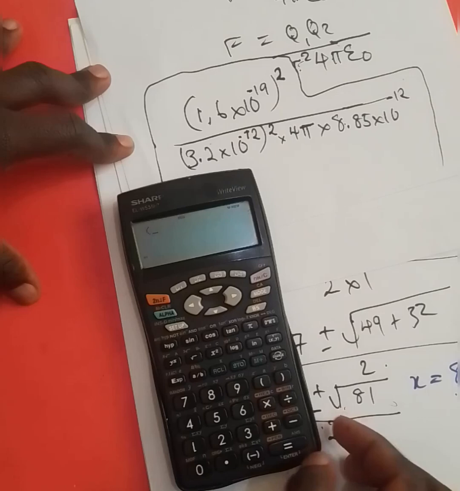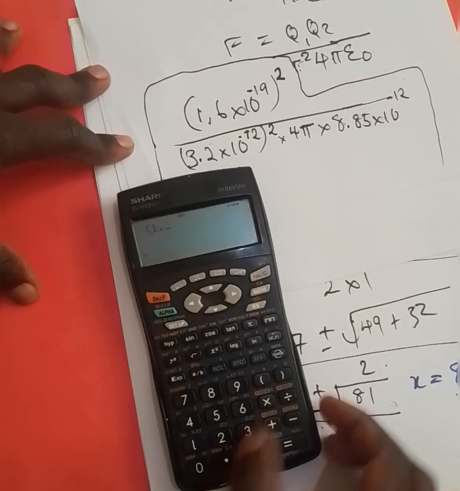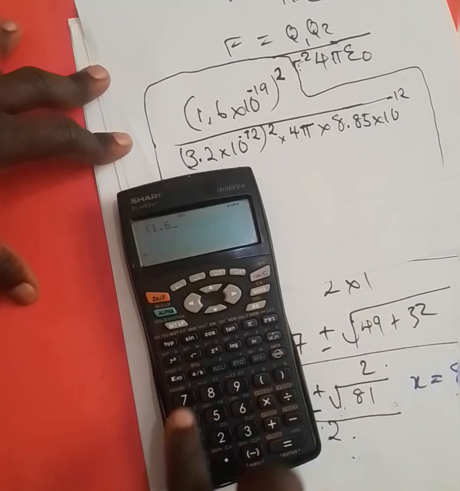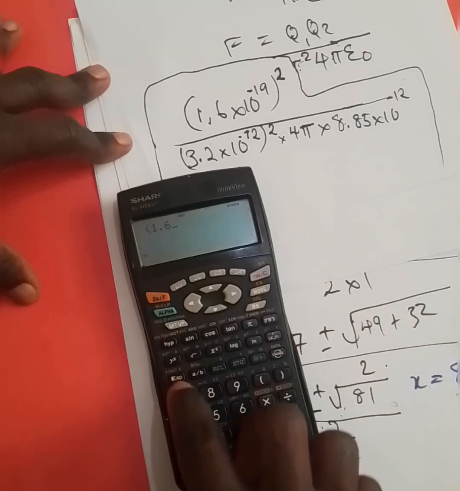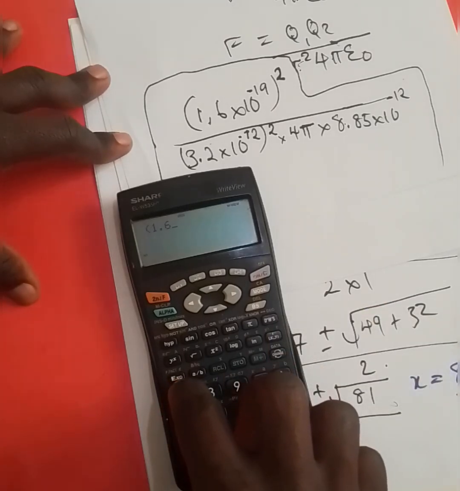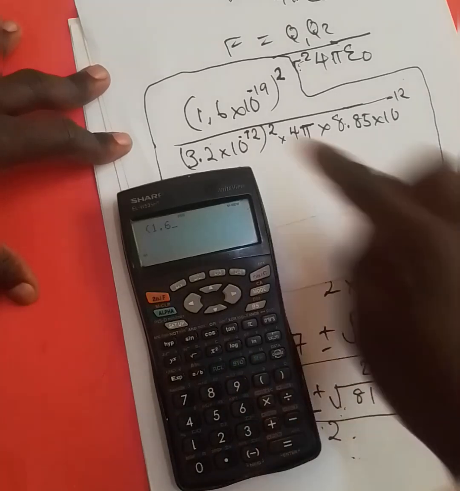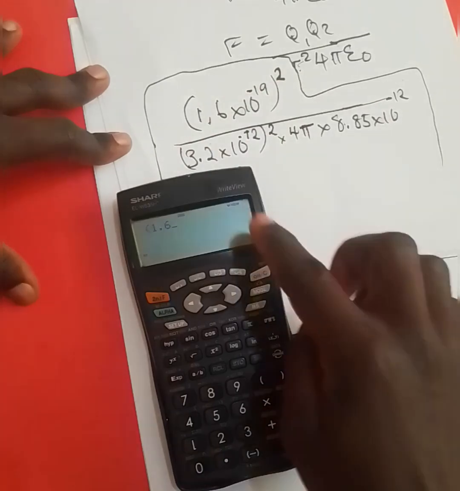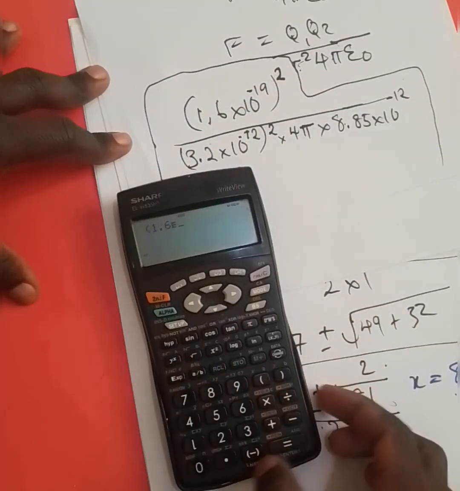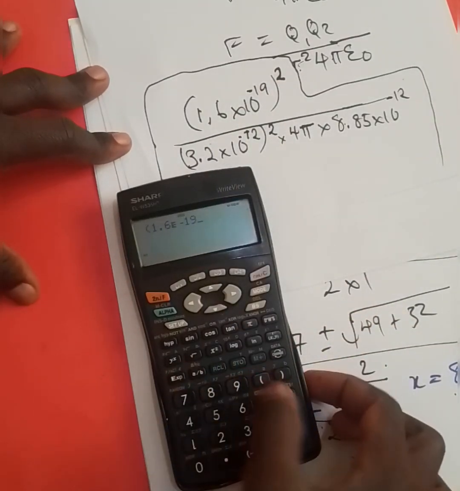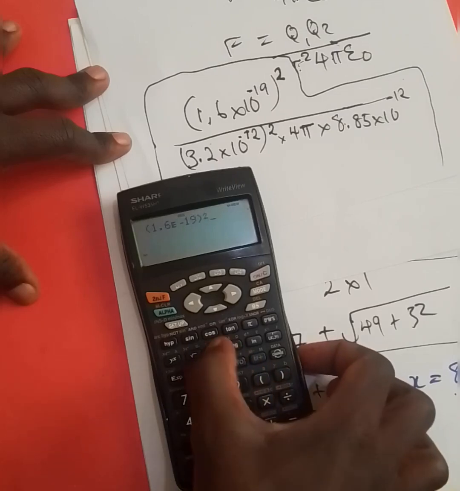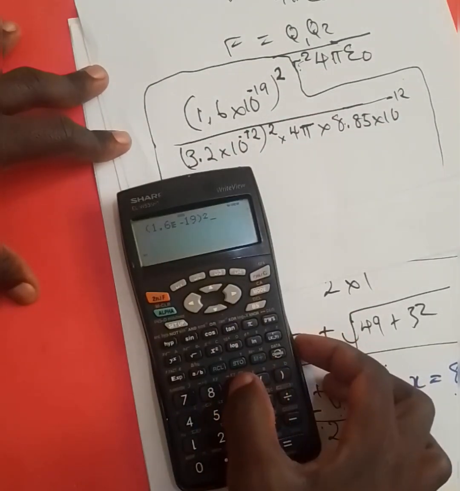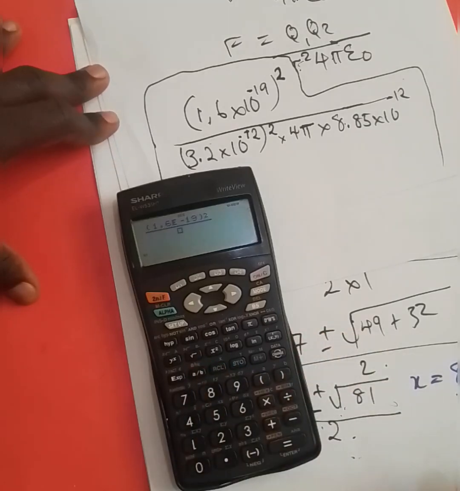We open a bracket and say 1.6. I want you to use the exponential button, as this will help you minimize errors. The exponential button means 10 to the power. So we have 1.6 times 10 to the power negative 19, which is 1.6 exponential negative 19. Then we close the bracket, then we click squared. Then we need our division line, over.